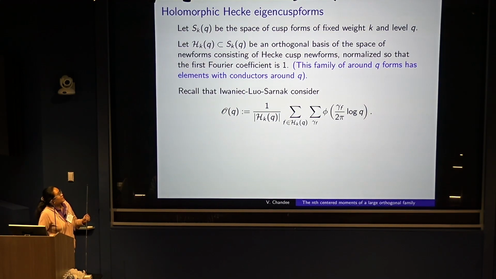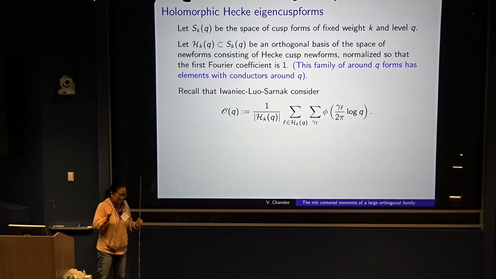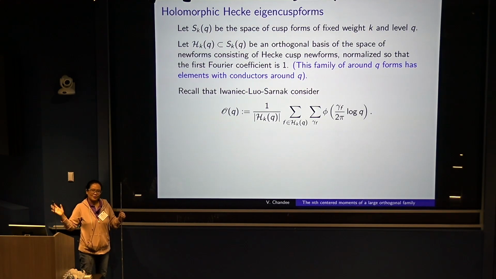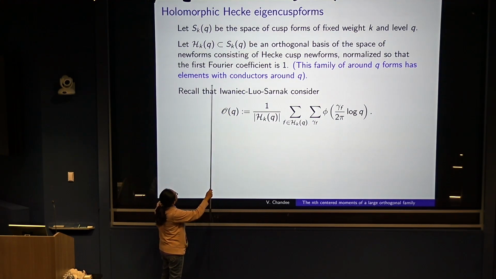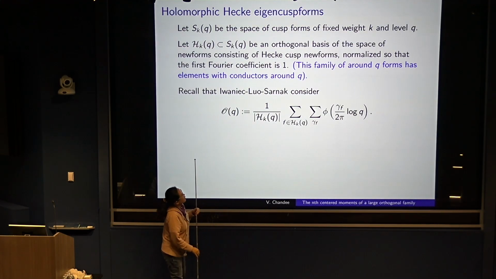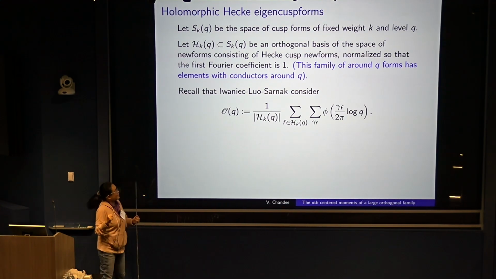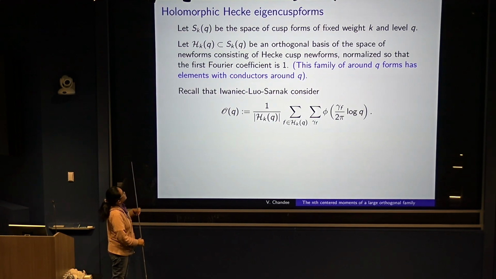So in this talk, we're going to look at another type of family. We're going to go to the one associated to holomorphic Hecke eigencusp forms. Again, we look at the space of cusp forms of fixed weight k and level Q. If you are more familiar with Dirichlet characters, the analogy is that this is like the whole set of Dirichlet characters modulo Q. This is a subspace of that, consisting of Hecke newforms, and a newform is the analogy of a primitive Dirichlet character. Again, this family has size around Q.